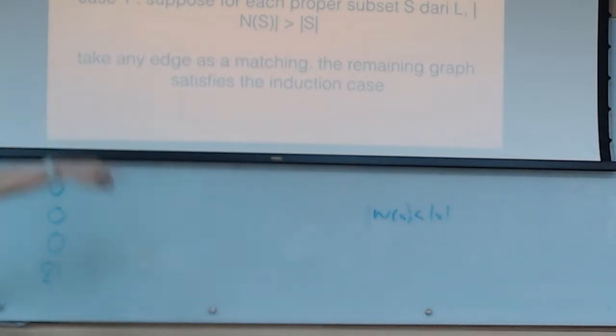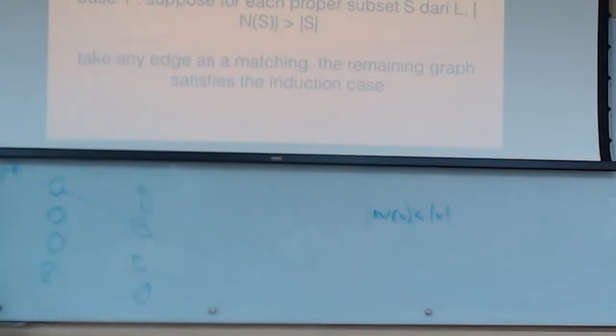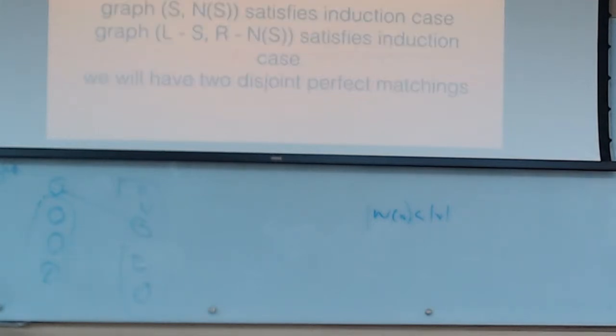In this case, you can take any edge, like let's say this edge, and the rest, these 3 nodes on each side, will satisfy the induction case, that for any subset the size of N is at least the size of the subset. That's fine. But let's say there is a proper subset S where the size of N(S) equals the size of S, then we can divide L into two sets, where each of them satisfies the induction case, and we can solve the problem separately, something like that.